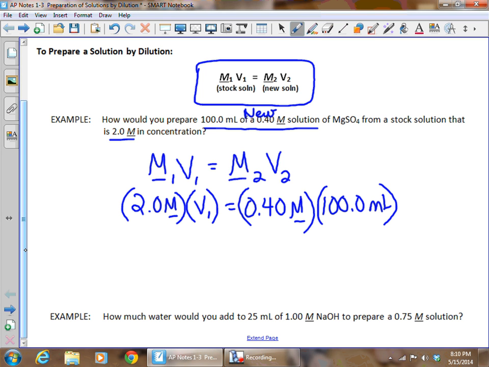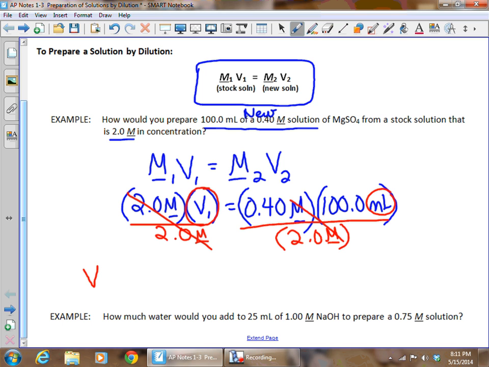So since we're solving for volume here, we simply need to divide both sides by our 2.0 molar. And when we do, it's going to reduce to 1 over on the left, or cancel. And over on the right, our molarities are going to cancel. We'll be left with milliliters. So when we divide this, we end up with the fact that we need 20 milliliters of our stock solution to make this new solution.